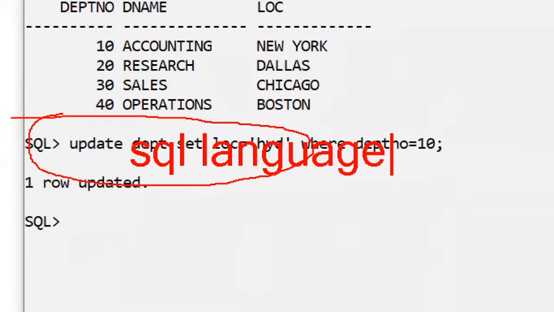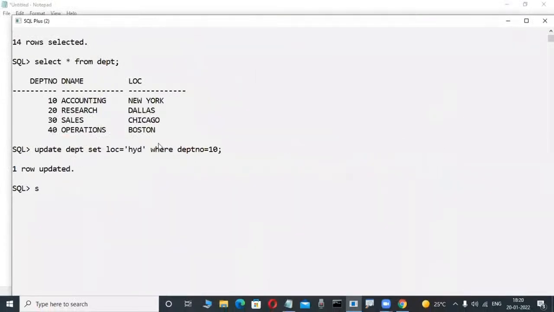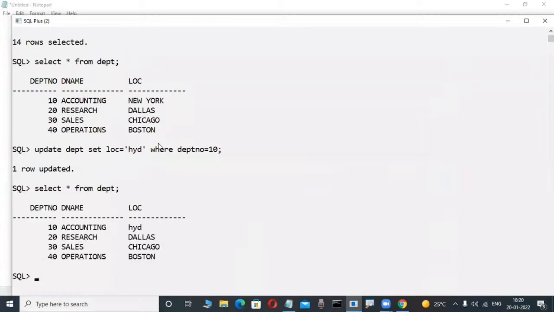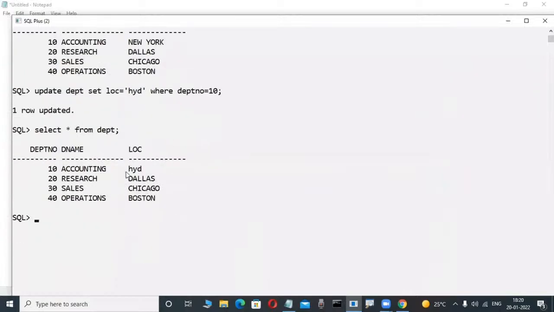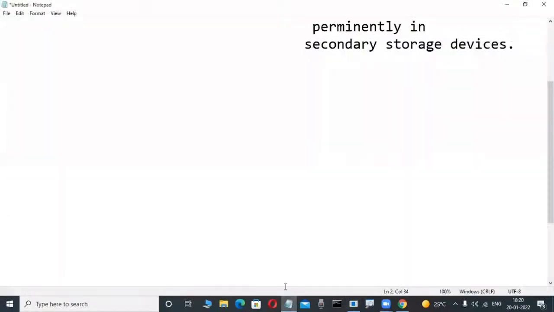Now observe here. Once we write this type of code, called the SQL language, it is automatically reflected in your database. Observe here, in your database: in the previous case, New York was there, but in this case, Hyderabad is the location, right? That's why always observe it here.